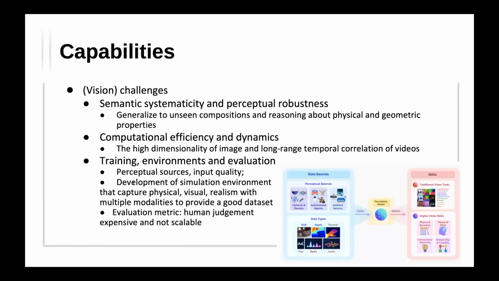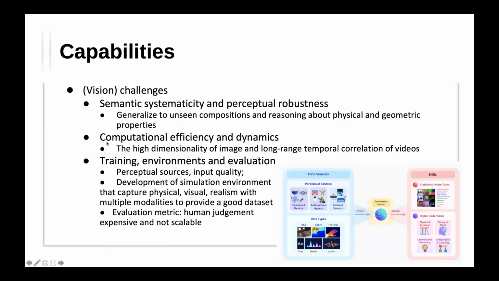Yeah, so the first challenge is semantic systematicity and perceptual robustness. That means it's still hard for foundation models to generalize to unseen computations and reason about physical and geometric properties at the current stage. So basically it just means it still cannot generalize so well to different settings.